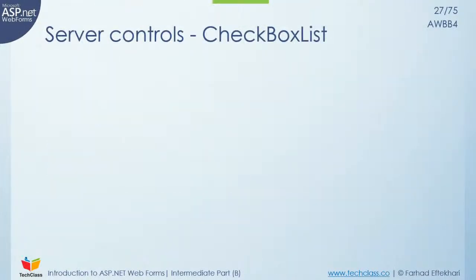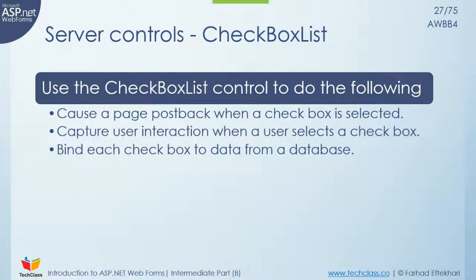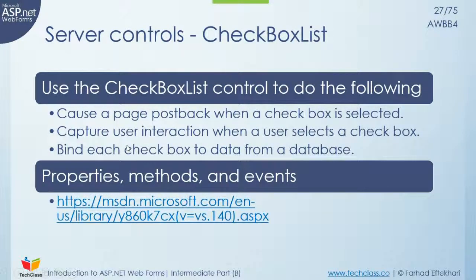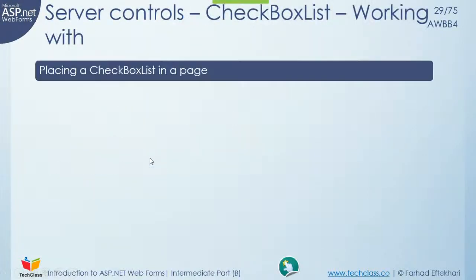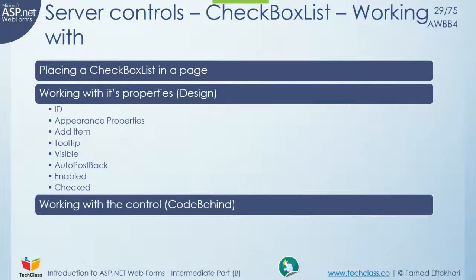And after that we have this checkbox list. The difference between checkbox and checkbox list is that in this list we can insert as many checkboxes as we want inside of this checkbox list. And here are also some properties, methods, and events. And this is the tag that we have to use if we want to have this checkbox list. We have the ID, runat server, and then for each checkbox we have to insert this line of code here for the text name and value name. So let's work with this checkbox list now.